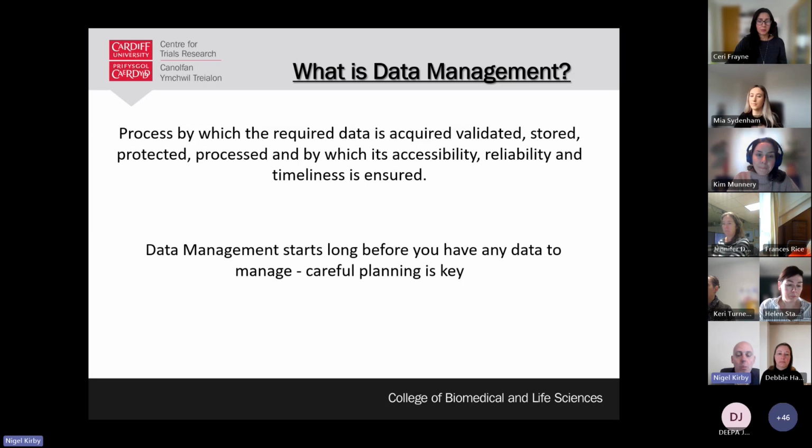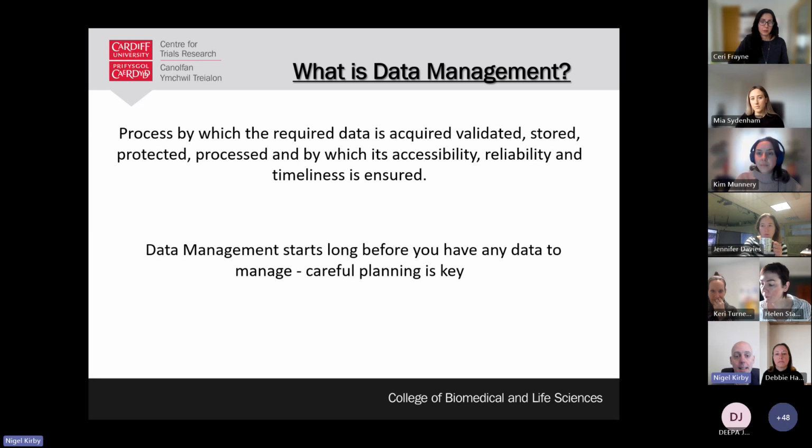So firstly, what is data management? Whenever I present, I always like to use this definition. It's the process by which the required data is acquired, validated, stored, protected, and processed, and by which its accessibility, reliability, and timeliness is ensured.